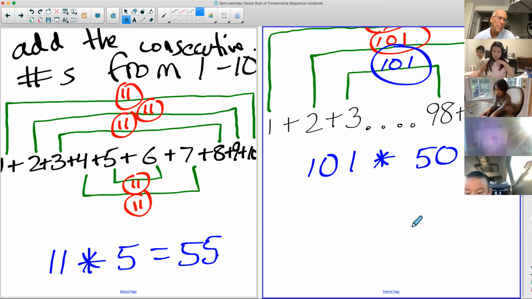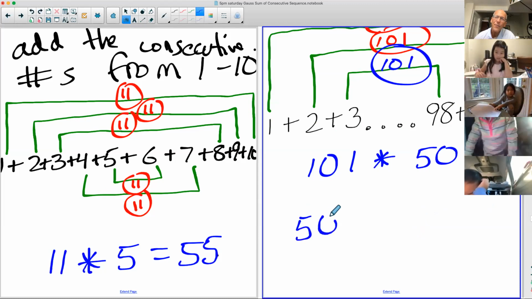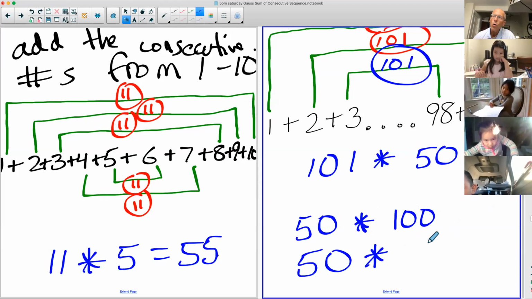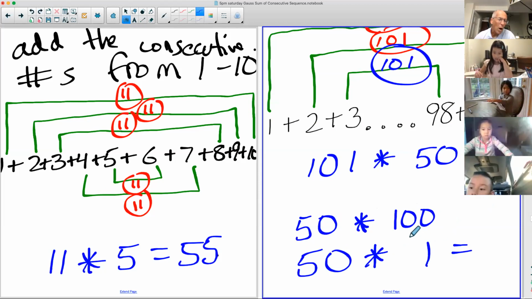Now, I am going to show you guys what Gauss did on that day. Are you ready? Gauss said, hey, I have 50 100s, and I have 50 ones. Who knows how much is 50 ones? So 1 times 50 or 50 times 1. Who can tell me what that is? Go ahead, Larry.